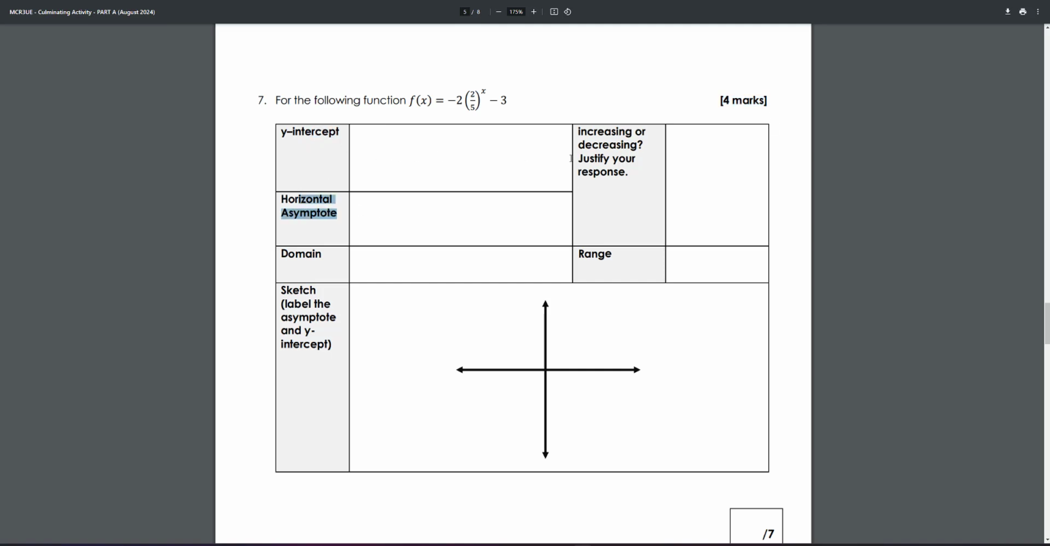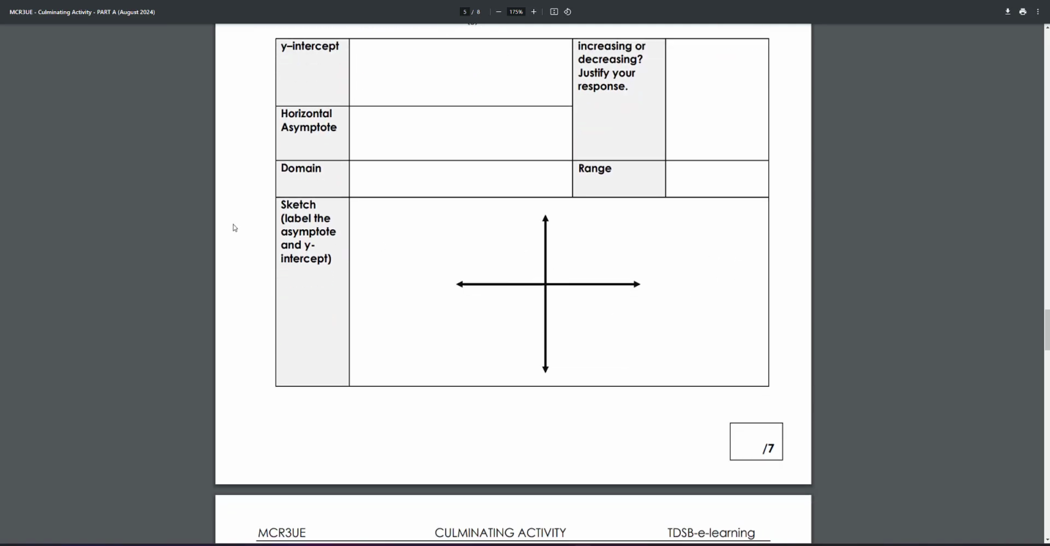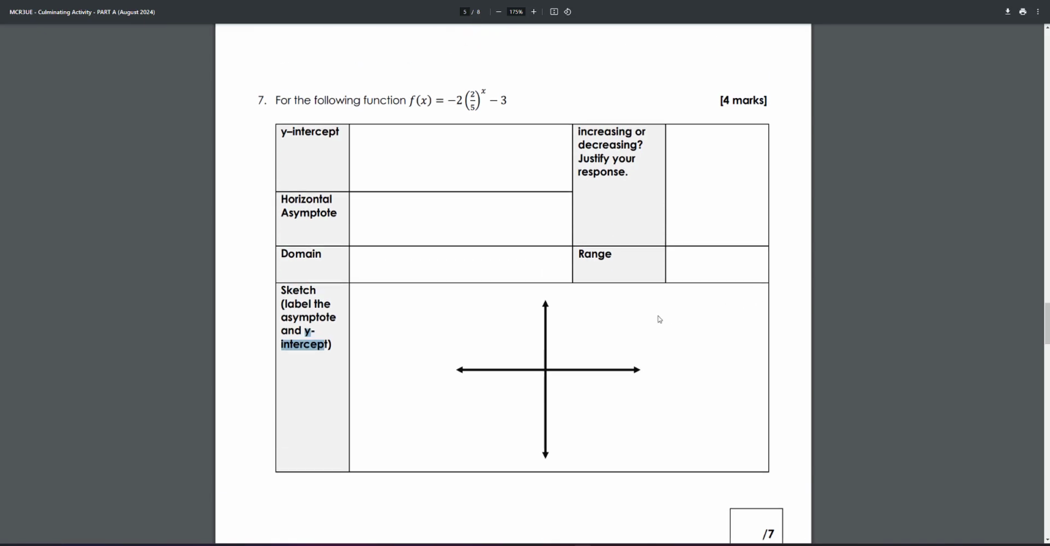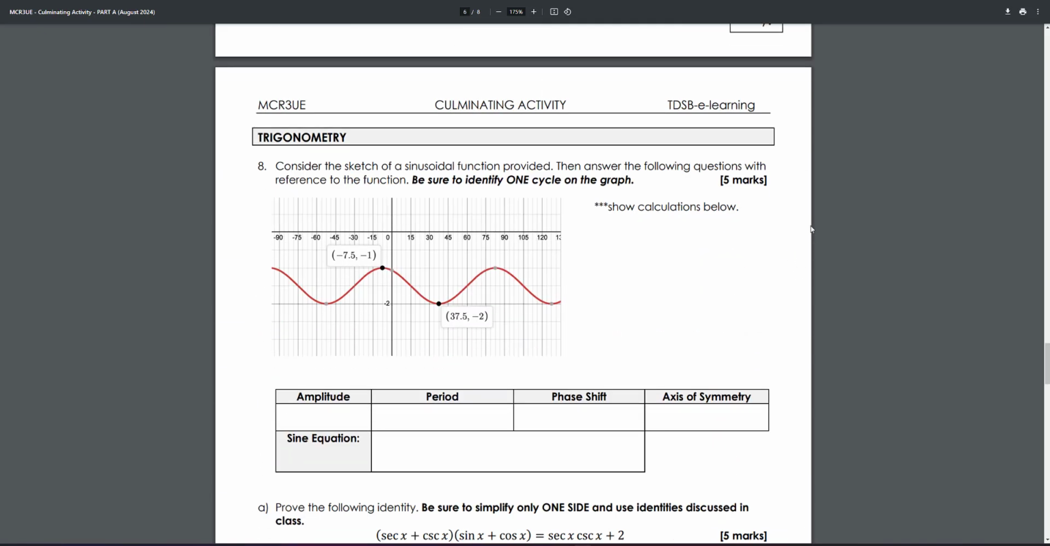4 marks, so I'm guessing like 1, 2, 3, 4, 5, 6. So 1 mark for the graph, maybe half a mark each for everything else. 1, 2, 3. Okay, maybe, I don't know, I'll figure it out, but something along those lines. Maybe a mark and a half for the graph. Oh yeah, because there are 2 things here, asymptote and y-intercept. Okay. Makes sense.